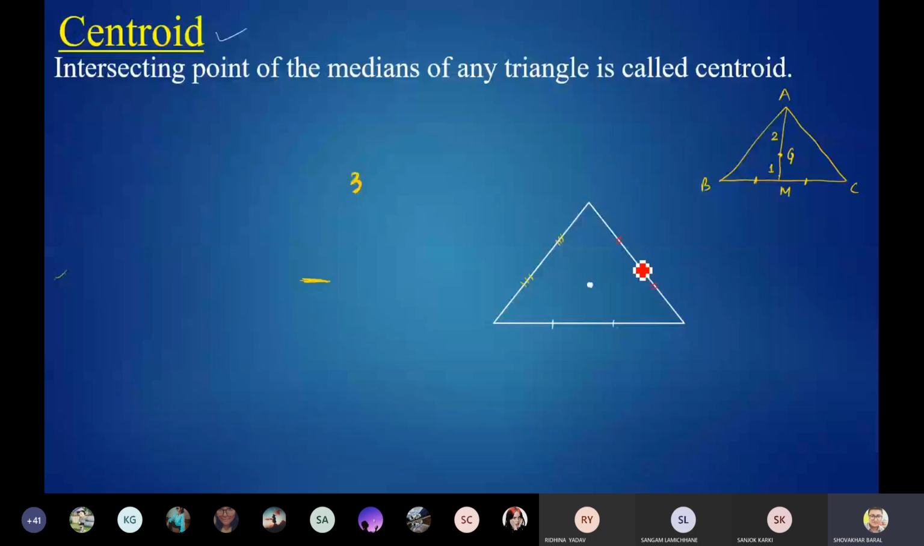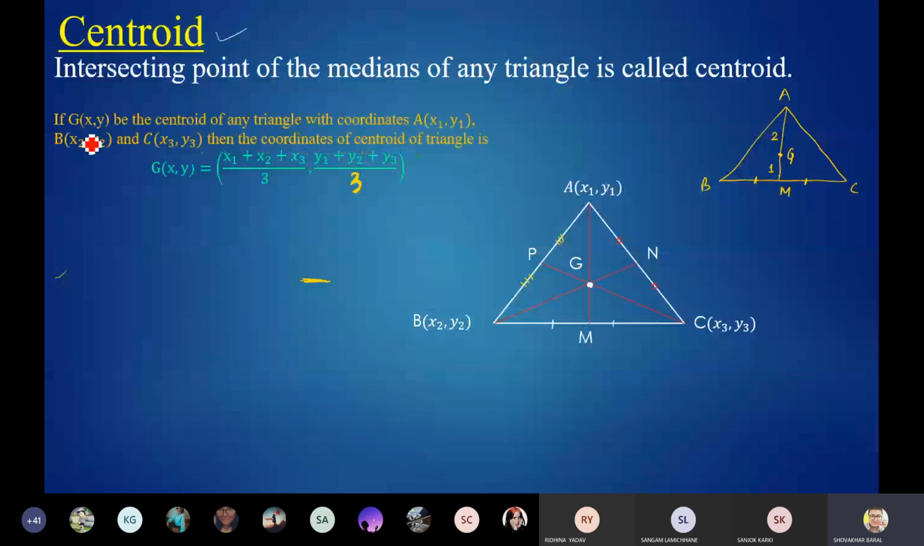Centroid. The intersecting point of the medians of any triangle is called the centroid. There are three medians here: AM, BN and CP. These three medians intersect at one point. This point is called the centroid. If G(x, y) be the centroid of any triangle with the coordinates A(x1, y1), B(x2, y2), C(x3, y3), then the centroid will be ((x1 + x2 + x3)/3, (y1 + y2 + y3)/3). You need to know this formula.